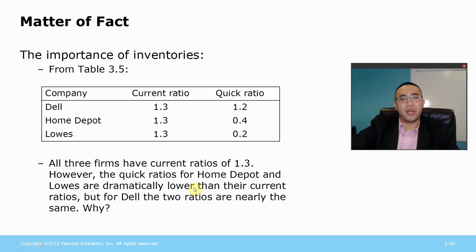And for Dell, many of their computers could just be directly sold to the customers from a factory. Upon the order of retail customers, Dell just ships the computers directly to them without going through a warehouse, without putting the computers into inventory. So Dell has a much smaller inventory compared to Home Depot and Lowe's.